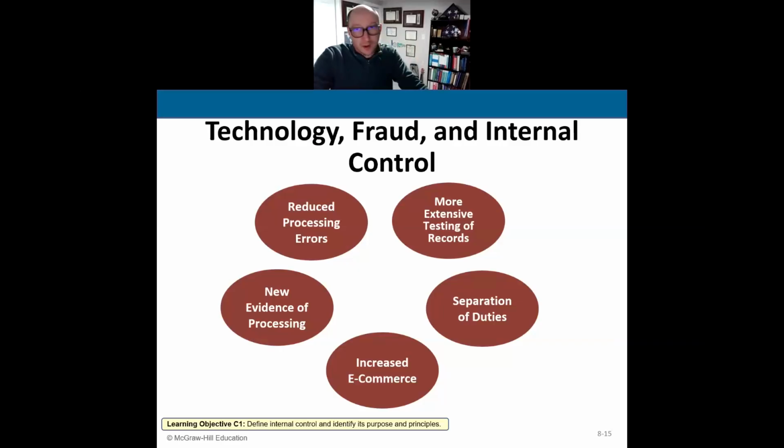Increased e-commerce. Yeah, we see a lot of that happening now as a result of good internal controls. And new evidence of processing. So these are all things that have evolved from technology and are related to the internal control process.